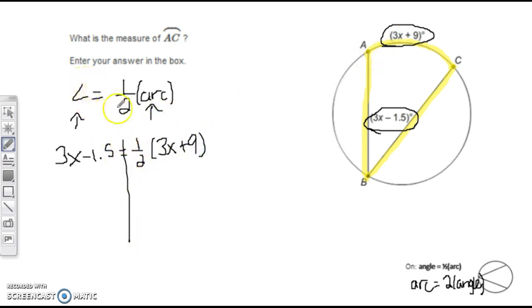And now I have an equation to solve. 1/2 times 3. Half of 3 is 1.5. Half of 9 is 4.5. I'm just distributing that 1/2 to each of those.